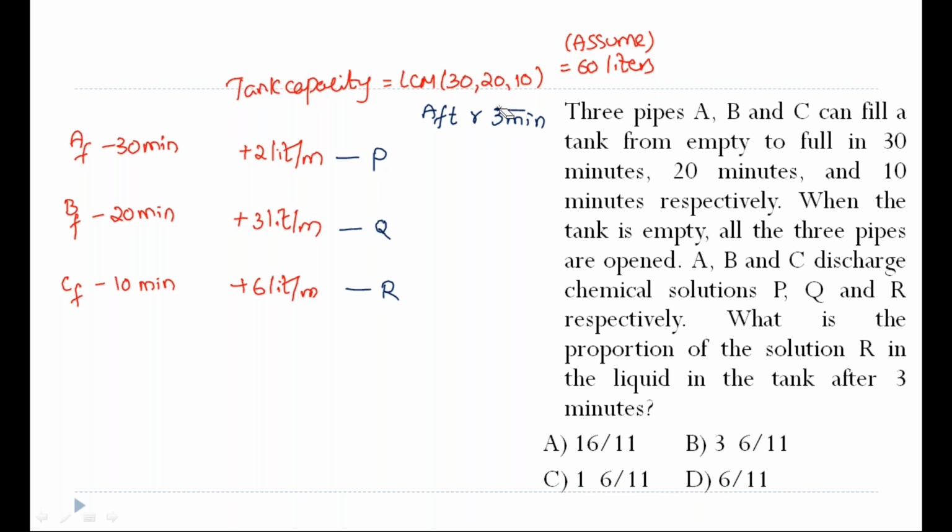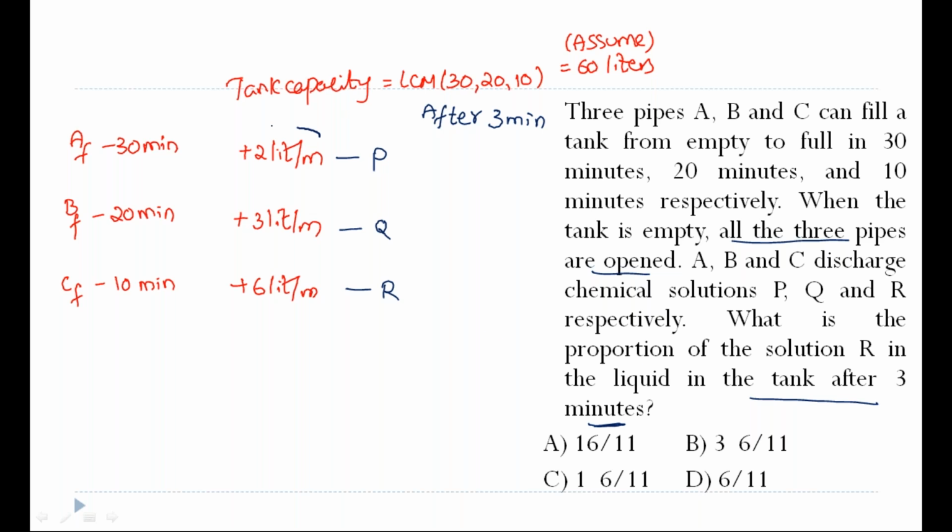So see the question clearly. They mention all the three pipes are open for 3 minutes, right? Now after 3 minutes, what will happen? Let's see that. All the three pipes are open. After 3 minutes, what happened?